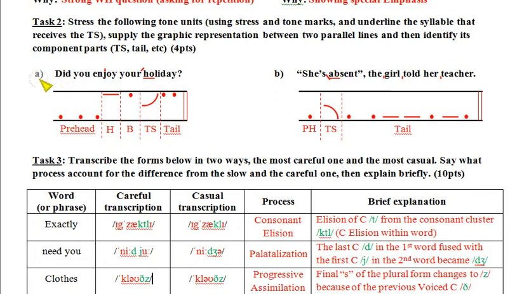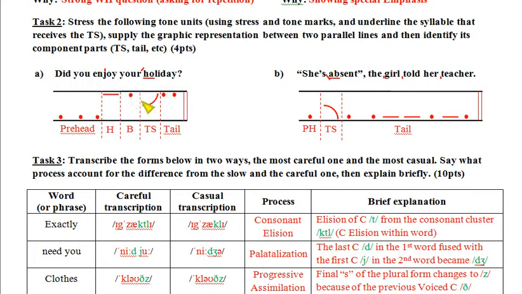Now, we start from the beginning. Did will have a dot, very low level. In, a dot, low level. Joy is the first stressed syllable, so it is a long dash at a high level. Then your unstressed syllable, a dot at a high level, because it follows the previous stressed syllable.